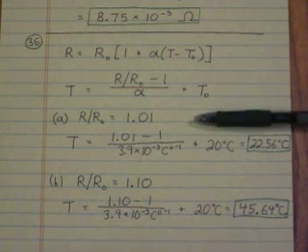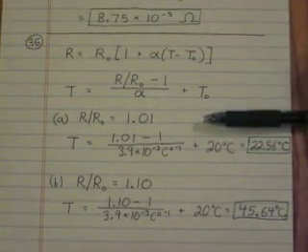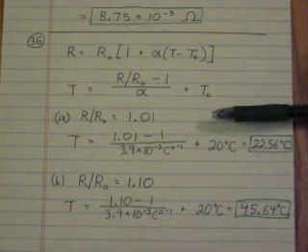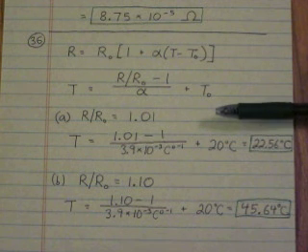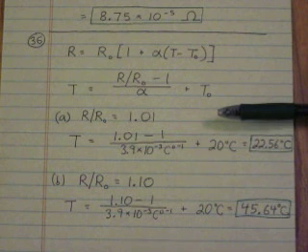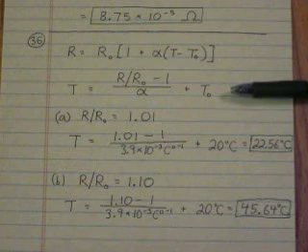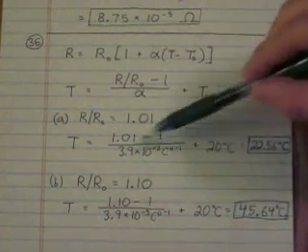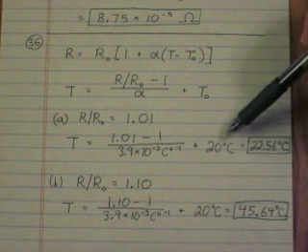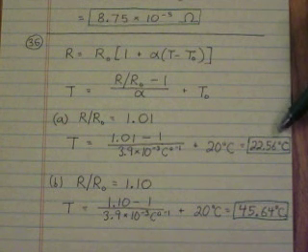So for Part A, it asks about a resistance increase of 1%. So the resistance is going to be 1.01 times the initial resistance. So r over r naught is 1.01. And when you plug into this temperature formula, this fraction right here becomes 2.56 degrees Celsius, but then you're adding it to 20 degrees Celsius. So a final temperature of 22.56 degrees Celsius.